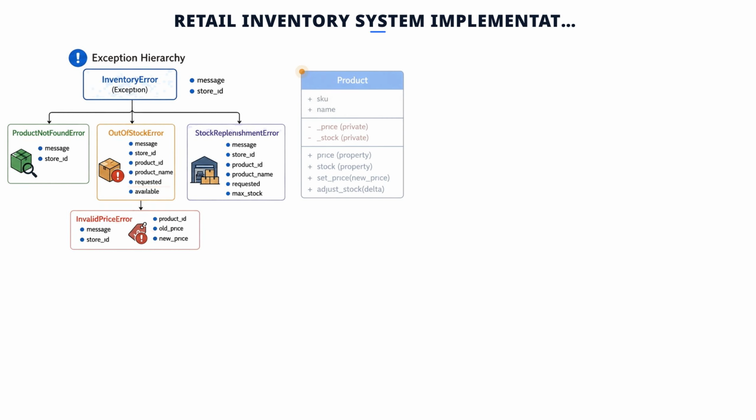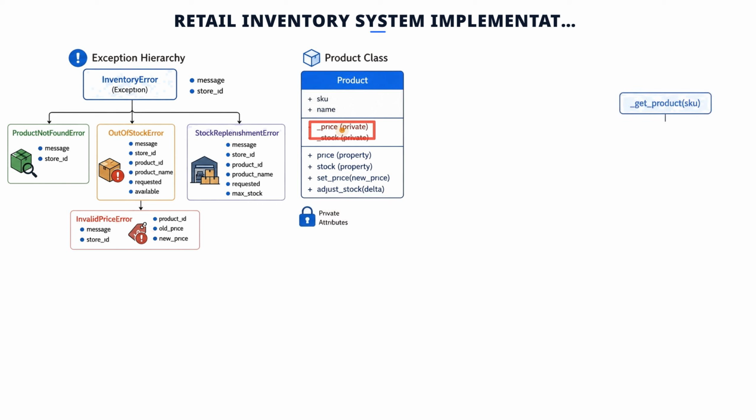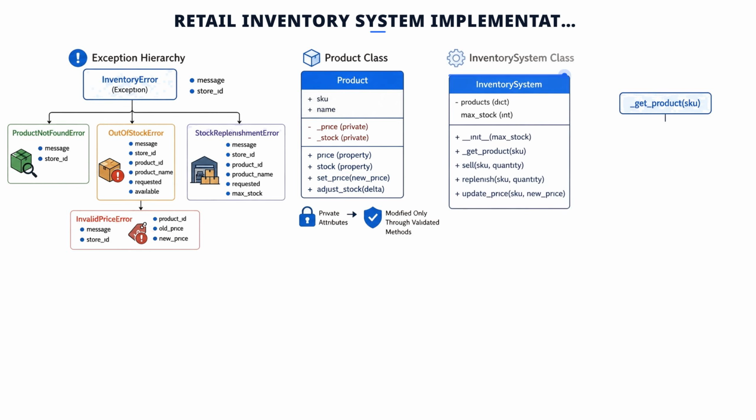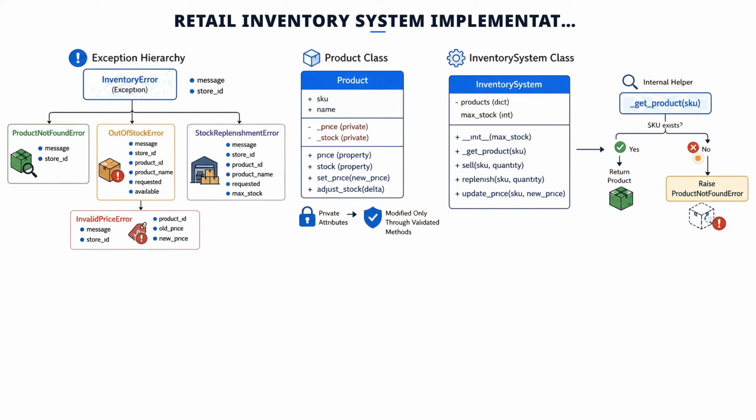Moving to the center, the product class represents individual items. It intentionally uses private attributes for price and stock to ensure they are only modified through validated methods, protecting the integrity of the data. To manage these products, we use the inventory system class. It includes an internal helper method, getProduct, which checks if a SKU exists. If it doesn't, it raises a ProductNotFoundError. This cleanly centralizes our error checking so that our main functional methods stay uncluttered.